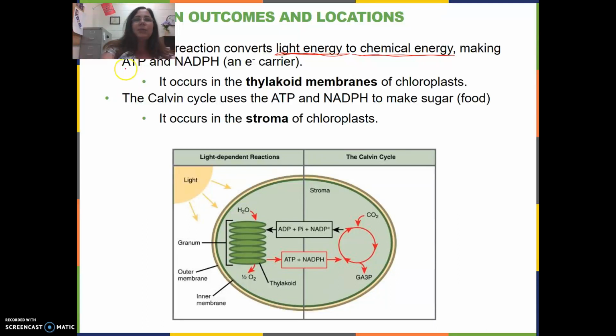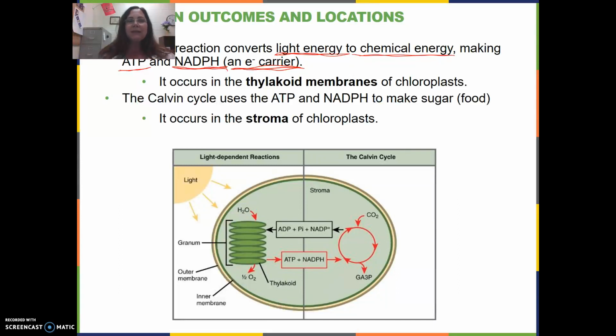So the light reaction absorbs light energy and converts it to chemical energy. In other words, it's going to produce the chemical energy in the form of ATP, and instead of NADH this time, it's NADPH, which is very similar to NADH in the fact that it's an electron carrier. You can see that it has a hydrogen on the end, and just a reminder, the hydrogen atom carries 1 electron and 1 proton, or hydrogen ion.